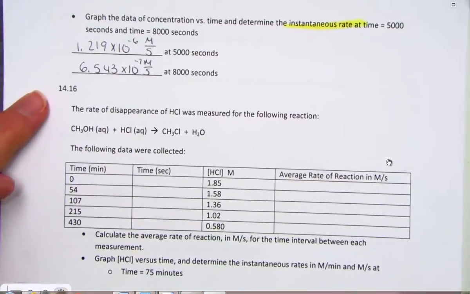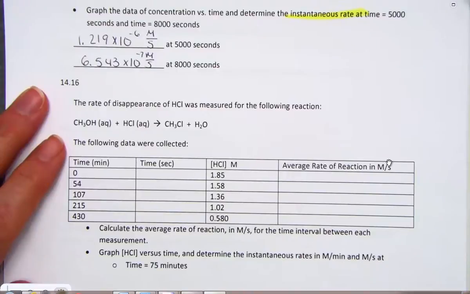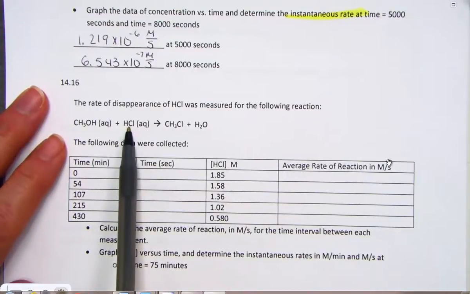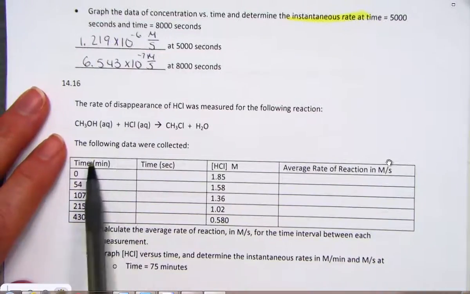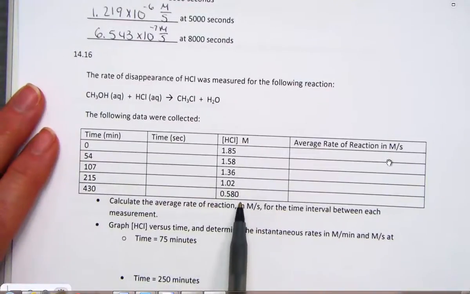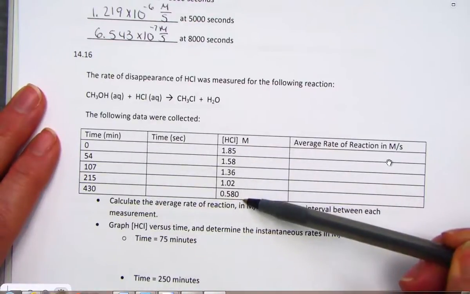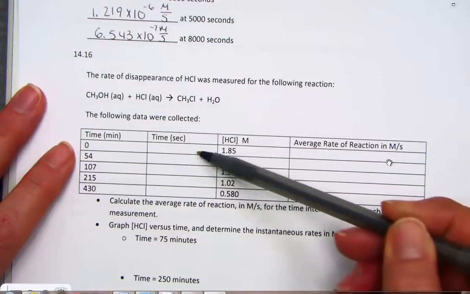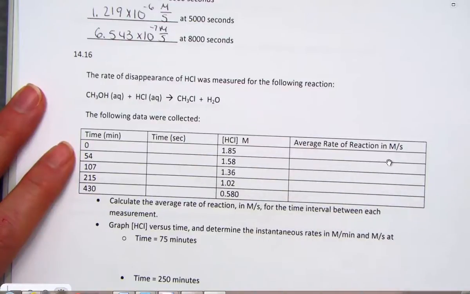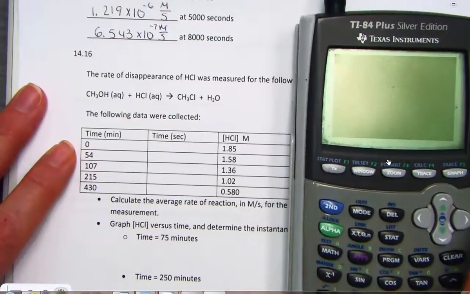Let's go on and check your number 16 together. The rate of disappearance of HCl was measured for the following reaction. As time goes by in minutes, the concentration of HCl is decreasing. HCl is a reactant, so it's getting used as time goes by. Let's fill in the following grid and see what happens. So I'm going to clear out the screen.